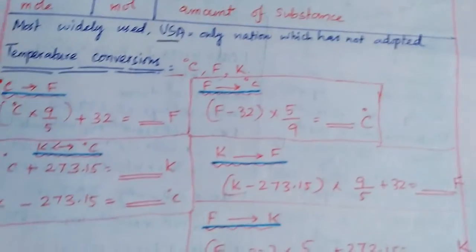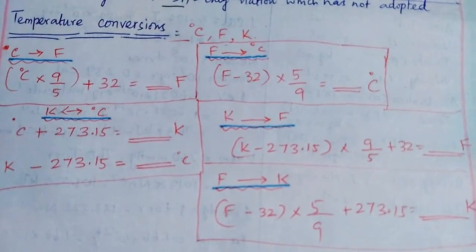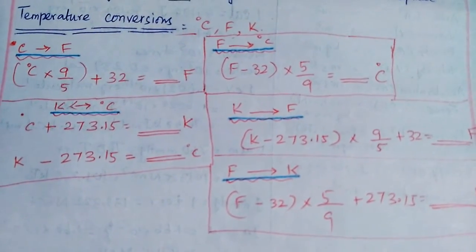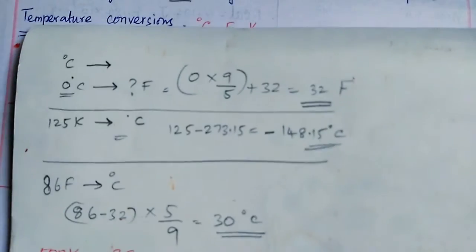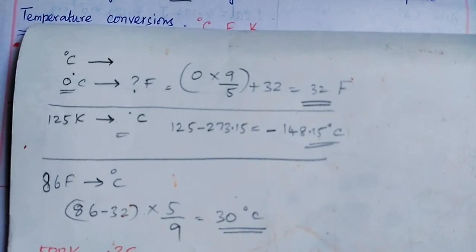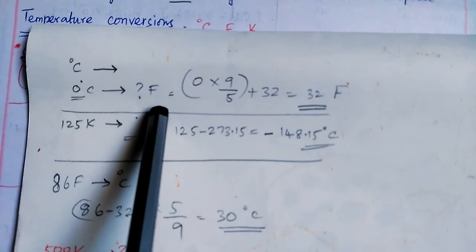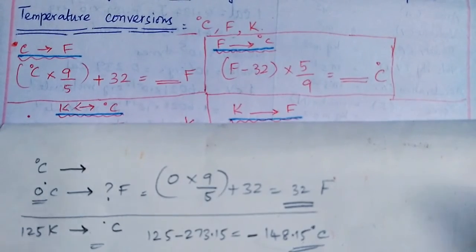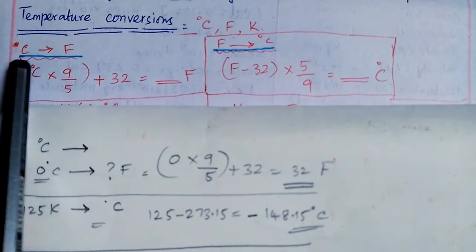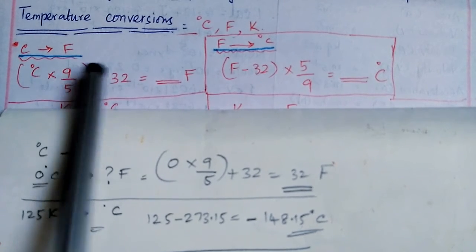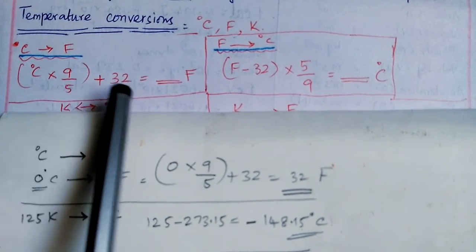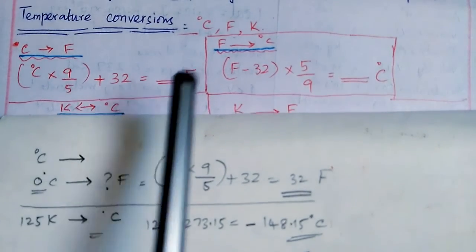Let us solve some problems using the formulas that we have discussed now. So first, if it is 0 degrees Celsius, what will be the Fahrenheit value? So we have to substitute 0 degrees Celsius into the formula: 0 degrees Celsius into 9/5 plus 32 is equal to dash Fahrenheit.